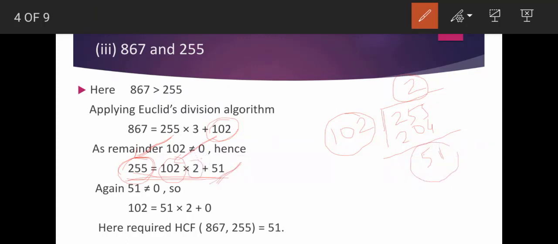So here again we got 51 as a non-zero remainder, and that is why we have to continue the step once again, in which the divisor of the previous step will be taking the place of the dividend, while the non-zero remainder will be taking the place of the divisor in the third step. And after that, let's see what we get.